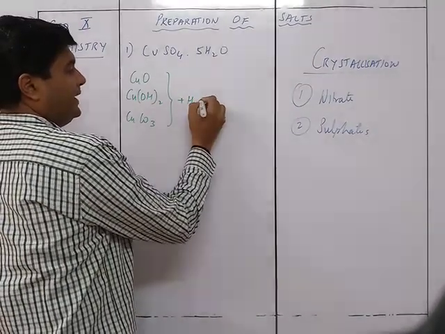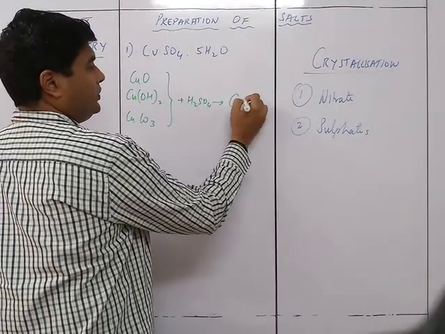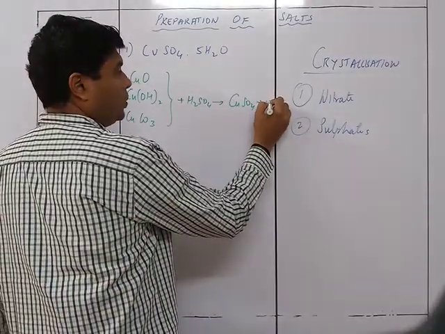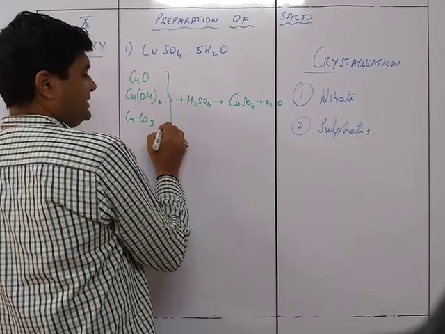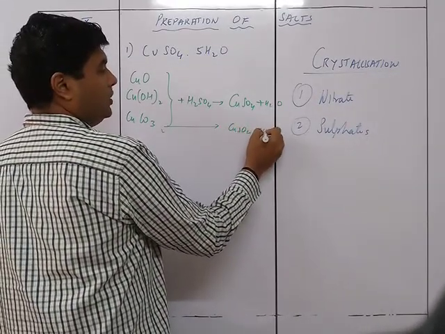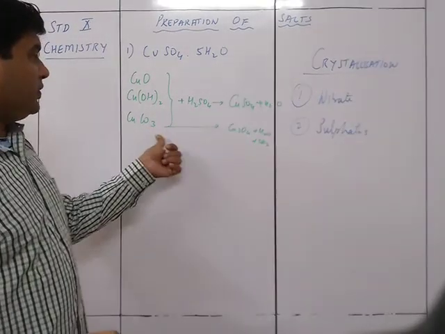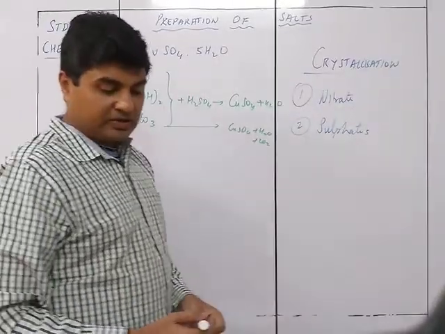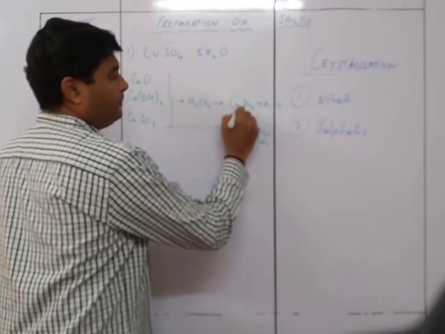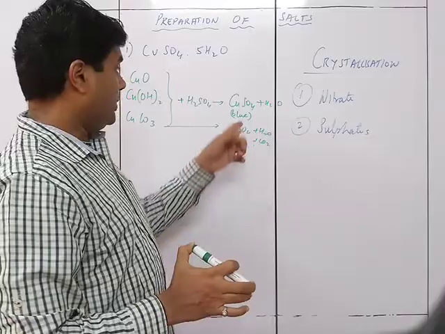So this is going to form CuSO4 plus H2O. But in this particular case, with the carbonate, it will be CuSO4 plus H2O plus CO2. This is the only difference, because you know that carbonates, when they react with acid, give you carbon dioxide. Otherwise it gives you this, and it is going to be blue in color. So a blue colored solution is going to be formed in this case.